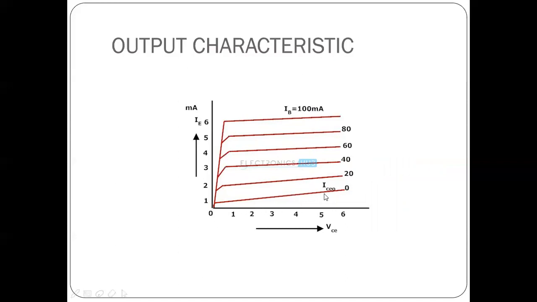And this curve, this straight line is not exactly straight, it is a little bit high. So we can see that from the IE and VCE curve, IE is not increasing in a straight line. So this is the output characteristic curve for common collector configuration.